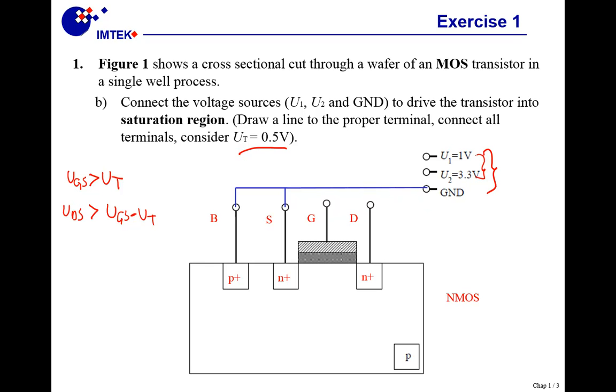So now, in order to have a larger UGS minus UT, we can connect the UDS to the highest potential. So we connect it here to a 3.3 volt source, and we connect our gate simply to the middle potential, which is 1 volt right now. In this way, we ensure that we are operating in the saturation region.